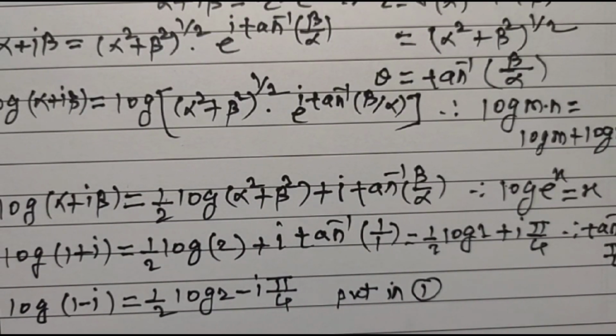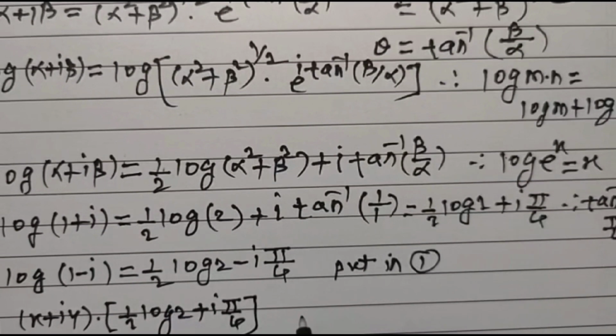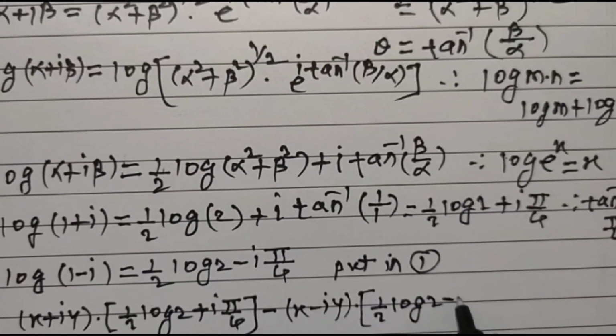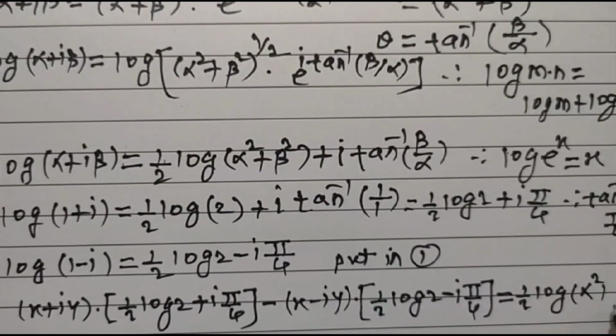Hence equation 1 becomes x plus iy into 1 upon 2 log 2 plus i pi by 4, then minus of x minus iy into 1 upon 2 log 2 minus i pi by 4. And on the right hand side, 1 upon 2 logarithm of alpha square plus beta square plus i into tan inverse beta upon alpha.